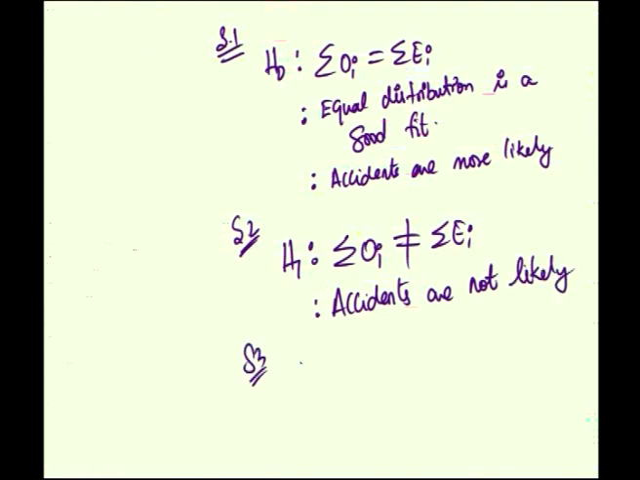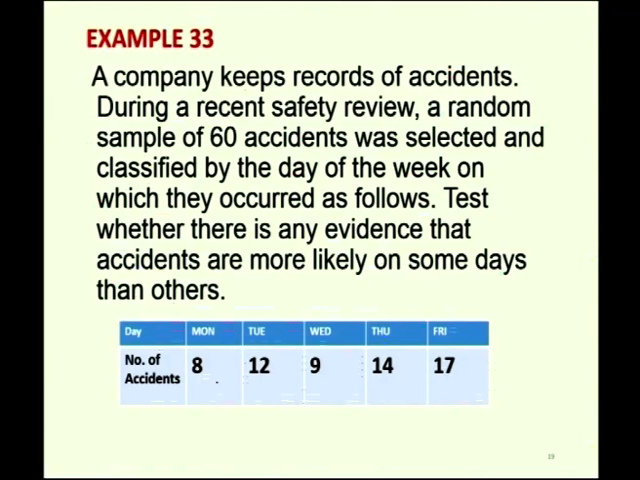Step 3 is level of significance 5%, and the degrees of freedom varies according to distributions. For equal distribution and binomial distribution, it is n minus 1. N stands for the number of categories. Here Monday, Tuesday, Wednesday, Thursday, Friday, up to only Friday has been taken. Therefore, the number of categories is 5.